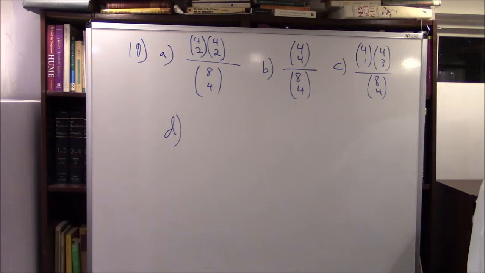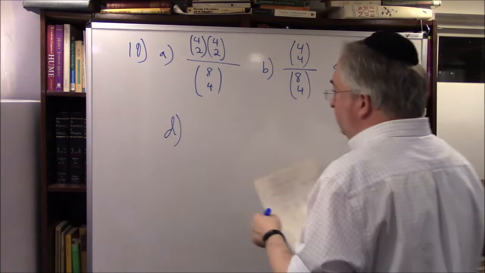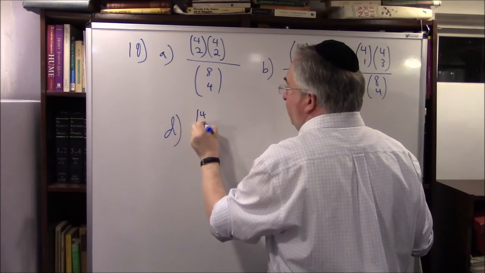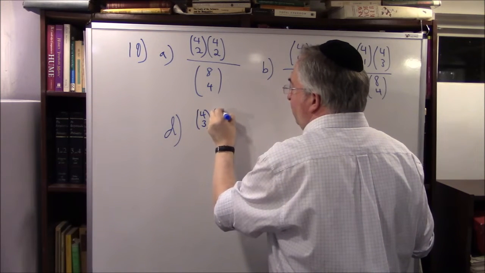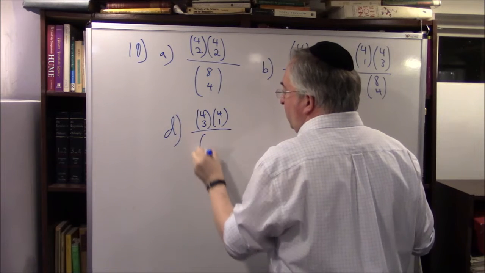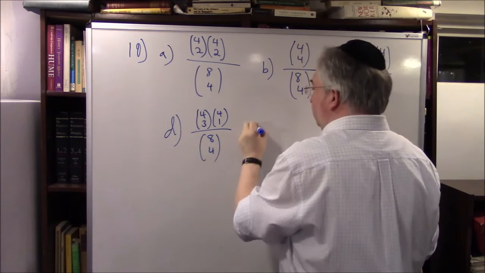D is exactly 3 of them are even. So I have 4 even, I'm choosing 3 of them. I have 4 odd, I'm choosing 1 of them. I have 8 choose 4 altogether. E.